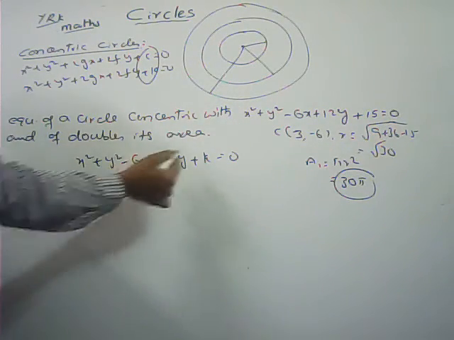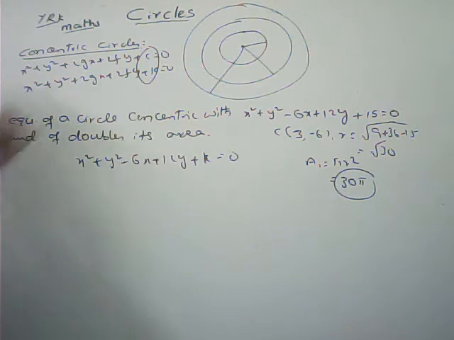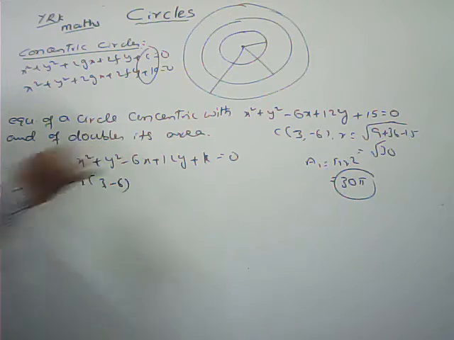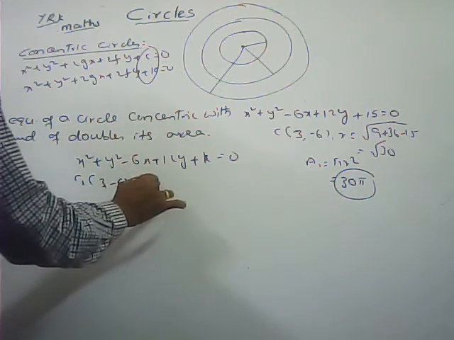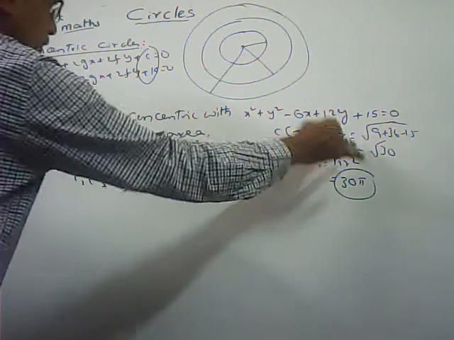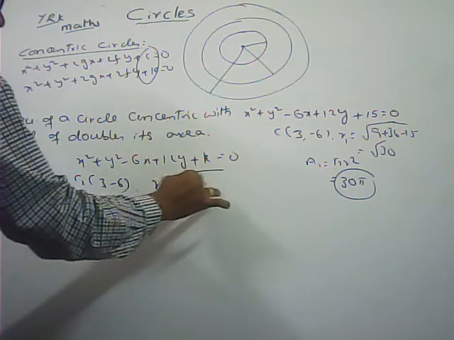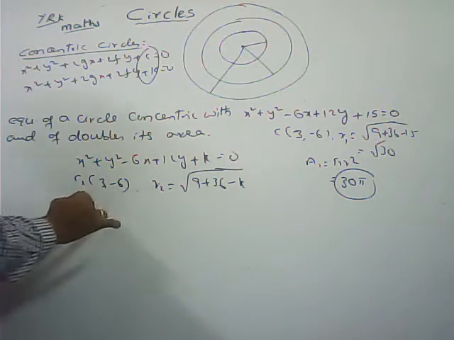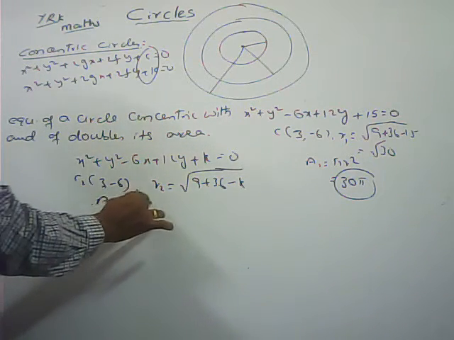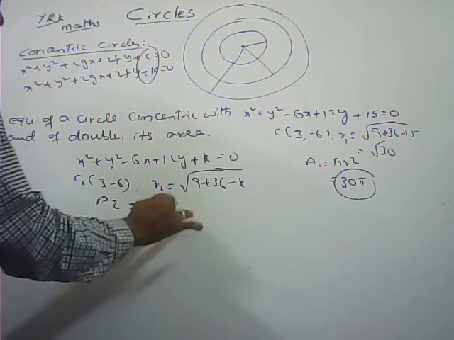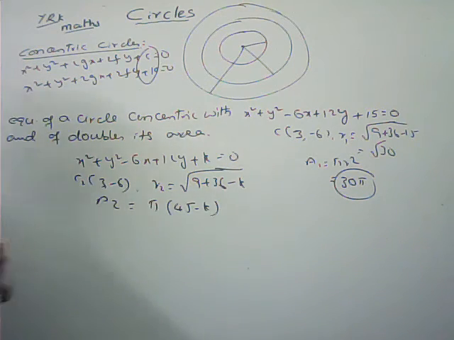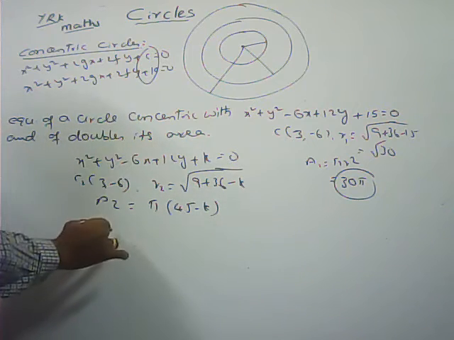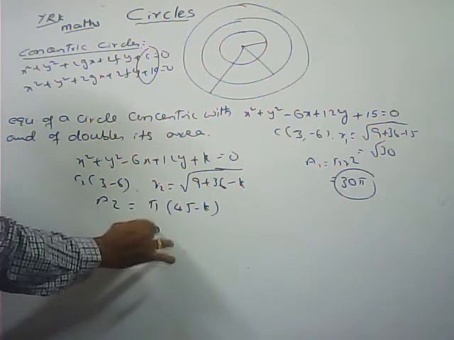Now here, to get the k value, they should give some condition. Here the center C2 is 3 comma minus 6. Both have the same center and different radius only. R2, this one I am taking R1, this is R2, root of g square plus f square minus c. So what about the A2 here? Pi r square, r square means 45 minus k. Here what they given? Doubles its area means A2 is equal to 2 times A1.